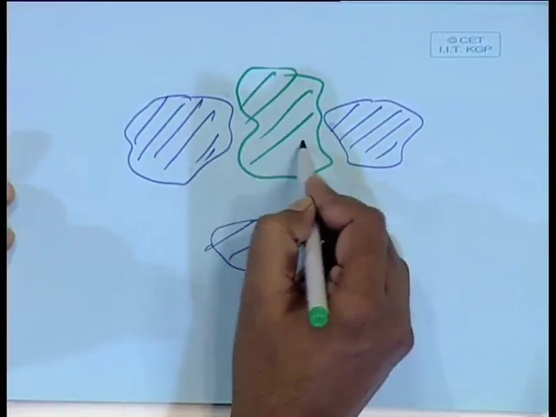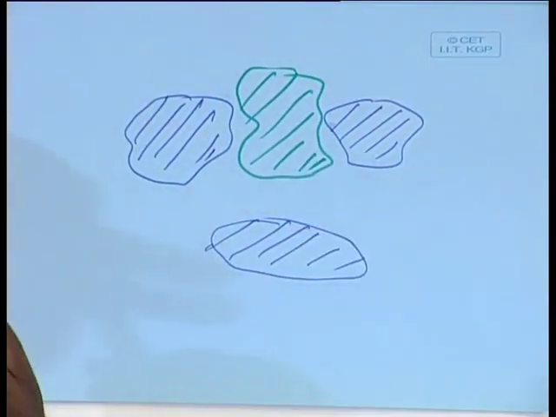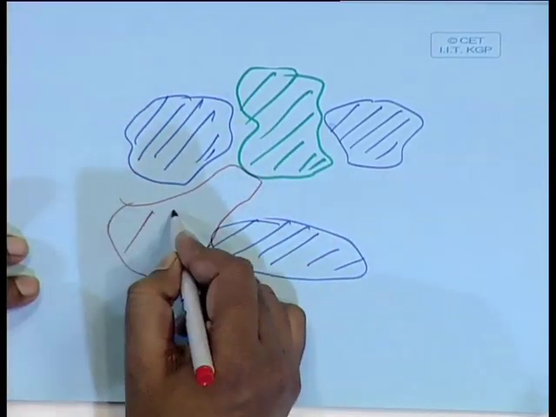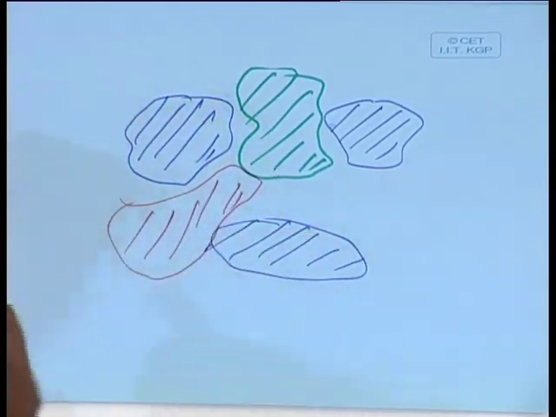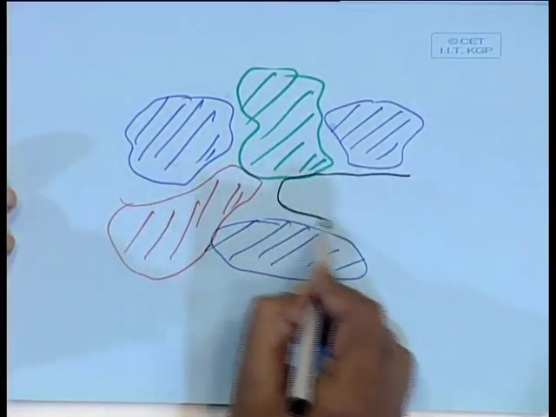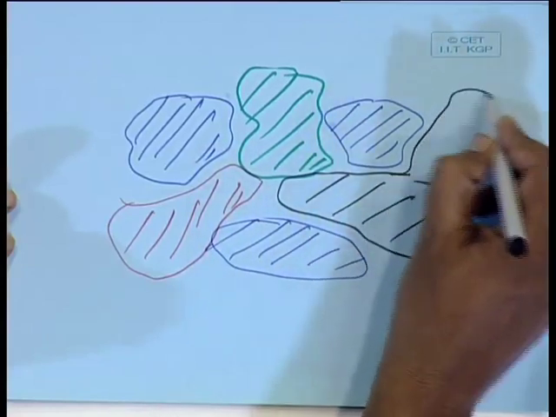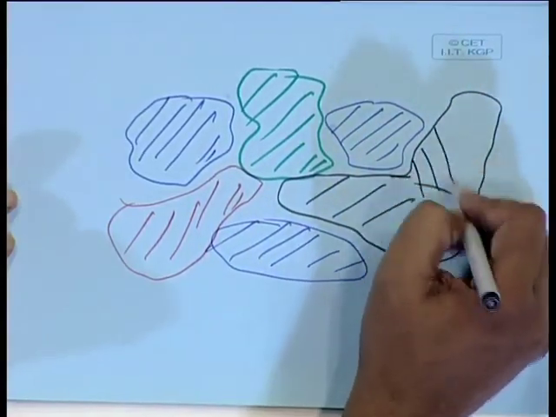so this is the set of points which belong to one class. This may be the set of points that belong to some other class. This may be the set of points which belong to some other class, or this set of points may even be extended like this.